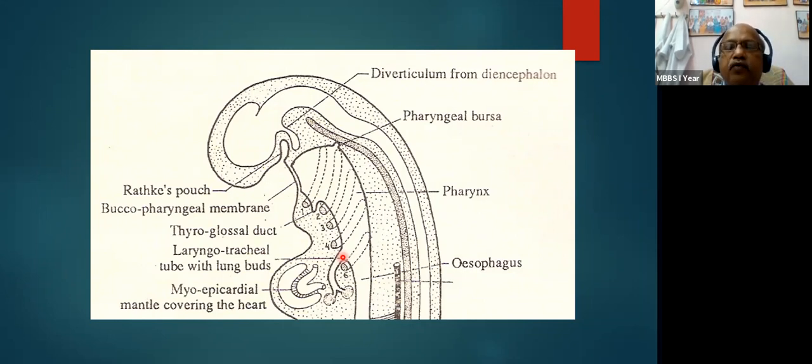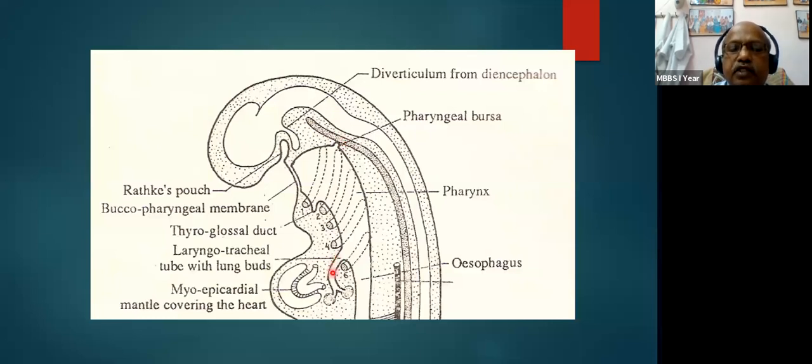It is guarded by your epiglottis, so that the upward movement of the epiglottis prevents the entry of food into the respiratory tract. That you would also have studied in physiology, the various stages of swallowing.